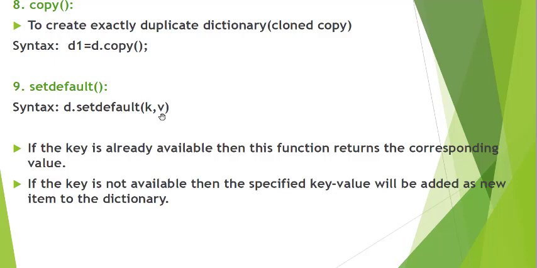Now, if we say d dot setdefault k comma v, k is some key and v is the value of that key. If the key is already available, then this function returns the corresponding value that key has. But if the key is not available, then the specified key value will be added as a new item to the dictionary. That means if the key is already there, there will be no change in the value part. But if the key is not there, then the key value pair will be added.